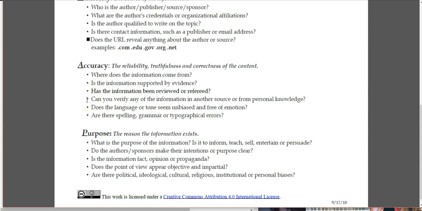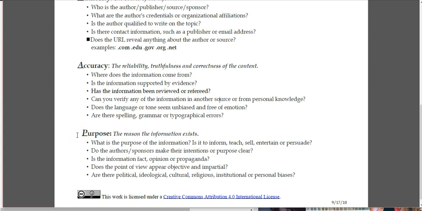Can you verify any of the information in another source or from personal knowledge? This is a great way of looking at several different sources and seeing if they all have the same information, or if you're finding one source of information that's really an outlier and you can't trust that information to be accurate. Does the language or tone seem unbiased or free of emotion? Are there spelling, grammar, or typographical errors?